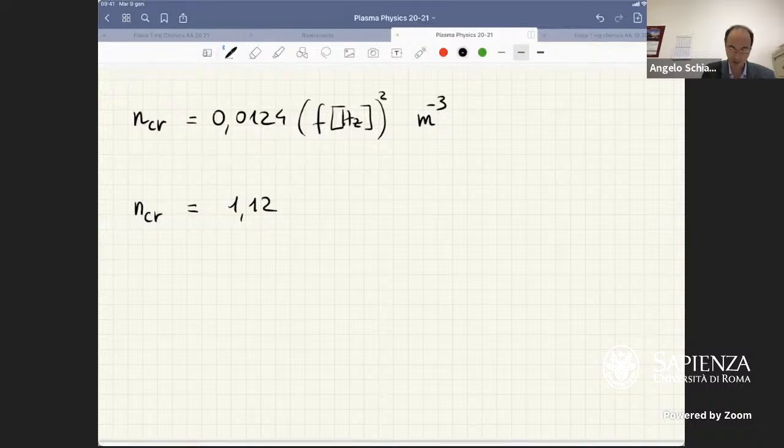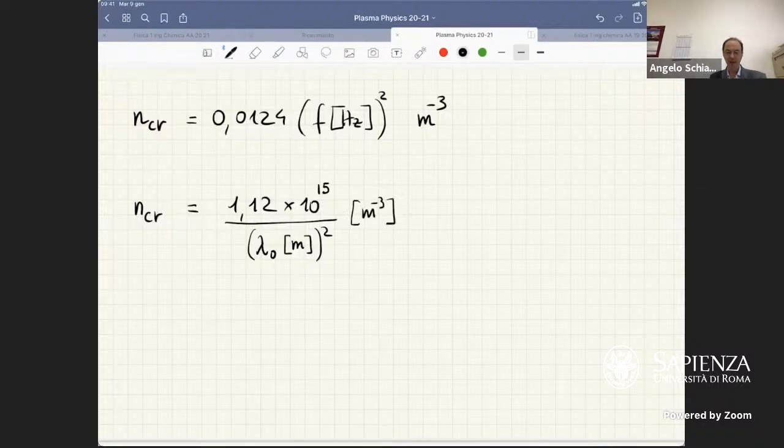1.12 times 10 to the 15th divided by lambda, the wavelength of the wave, of the radiation, let's say the electromagnetic radiation, expressed in meters to the second power. And then we get that our critical density is expressed in electrons per cubic meter.